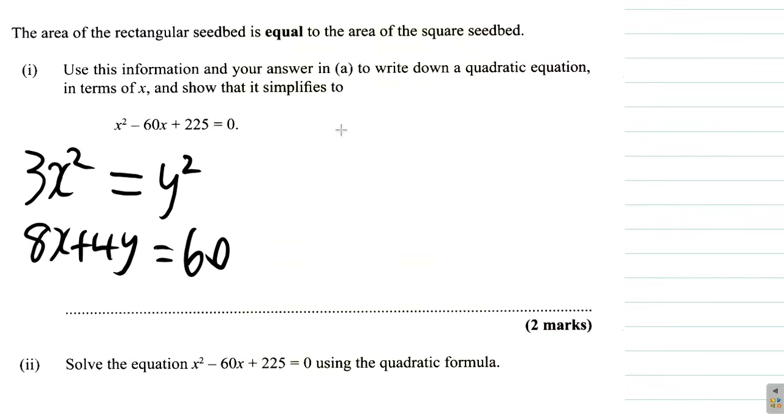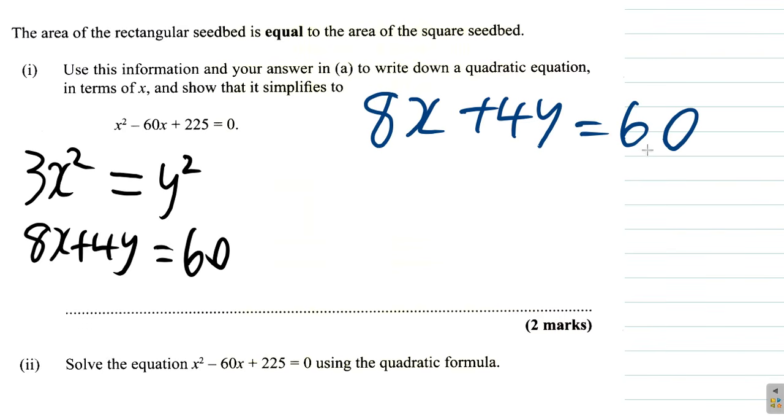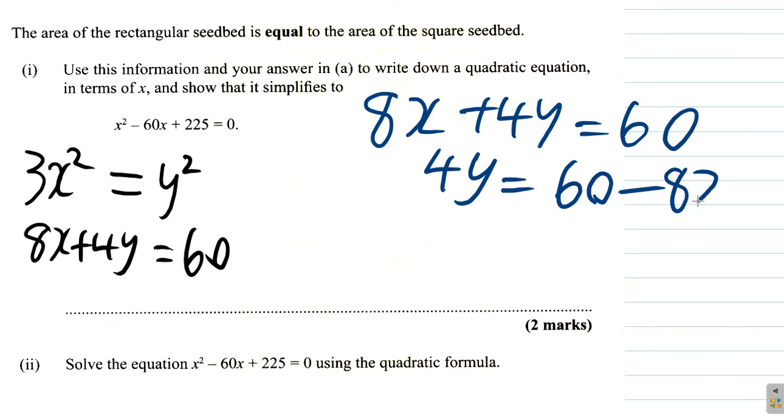So in the second equation, 8x plus 4y equals 60. Let's transpose for y. We have 8x plus 4y equals 60. Let's say we subtract 8x from both sides. So we have 4y is equal to 60 minus 8x. You see that?